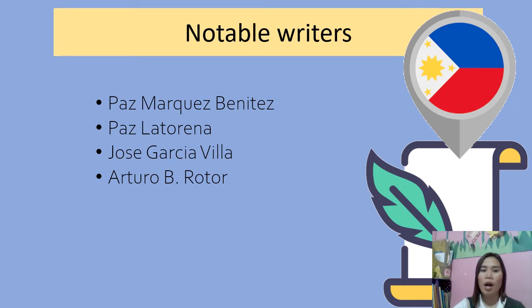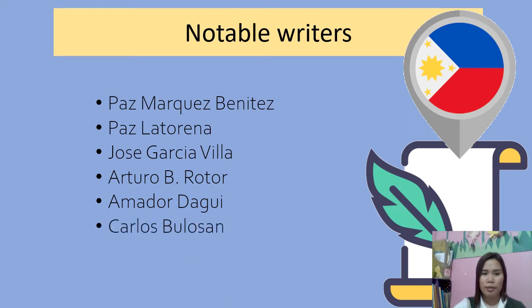Next we have Arturo B. Rotor. So Rotor is best known for his literary works, for example, The Wound and the Scar. Next we have Amador Daguio. So Amador is best known for his fiction and poems, and one of them is The Wedding Dance. Next, we have Carlos Bulosan. So Bulosan's works include poetry collections, Letter from America, and many more.